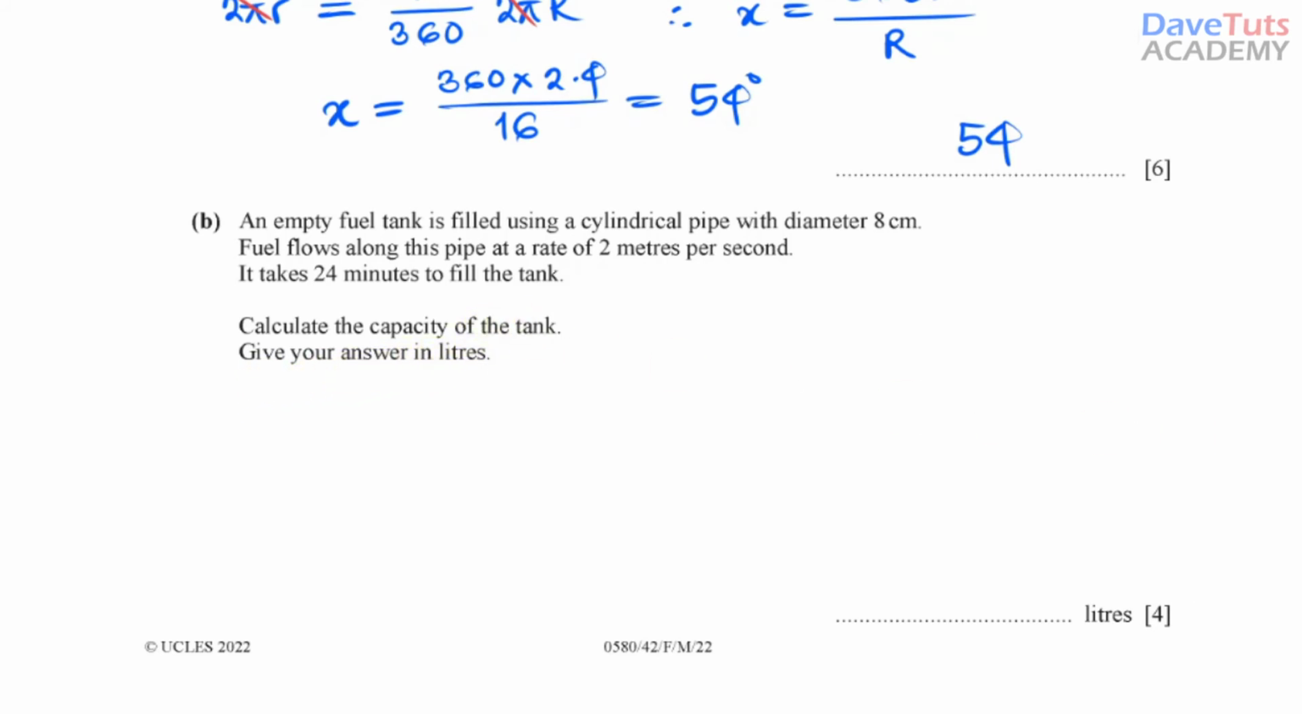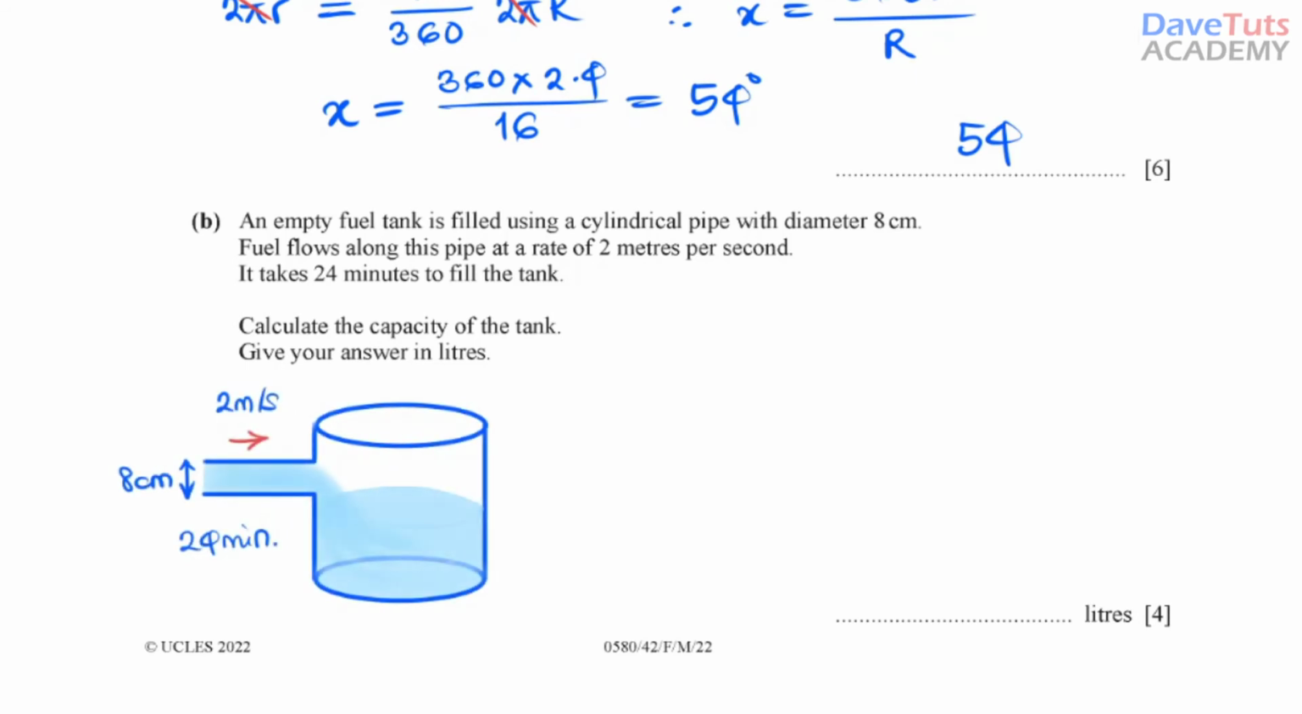A typical diagram of what this is going to look like is just as shown here, in which we have this particular cylindrical pipe that is filling the fuel tank with fuel as appropriate, and the diameter is 8 centimeters and the fuel is flowing at a rate of 2 meters per second. First and foremost, we are given the time in minutes, but we are given the rate in meters per second, so we should convert our minutes to seconds. So that time is 24 minutes multiplied by 60 seconds, and that will be, I think, 1440 seconds. You can confirm that with the calculator.